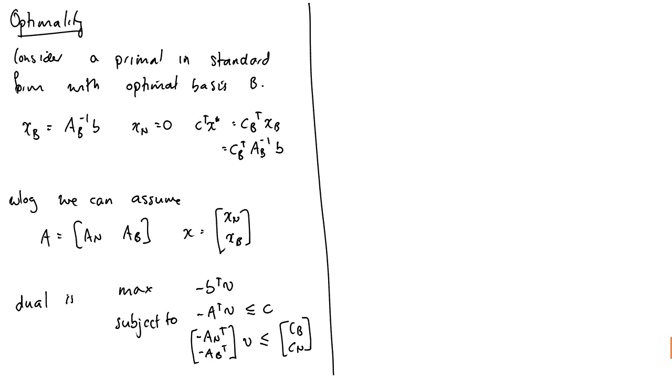Okay, so now I'm going to give you a magic number. So consider nu equals minus cB transpose AB inverse. Okay, why am I doing this?